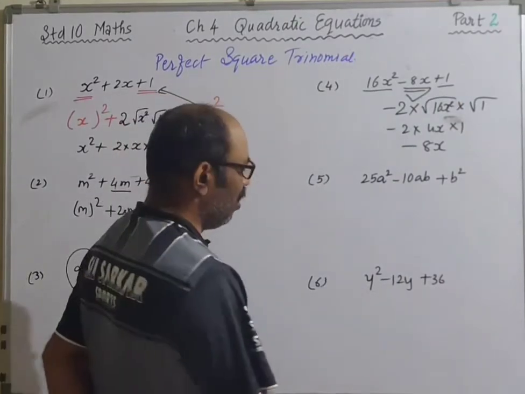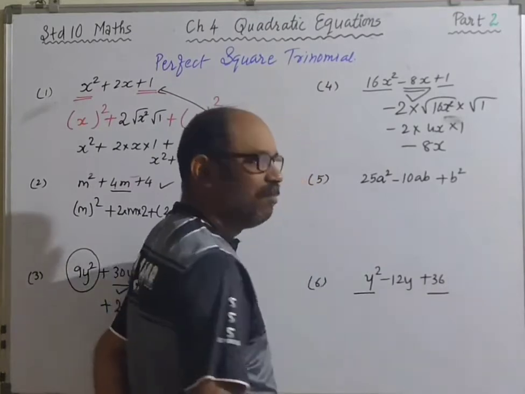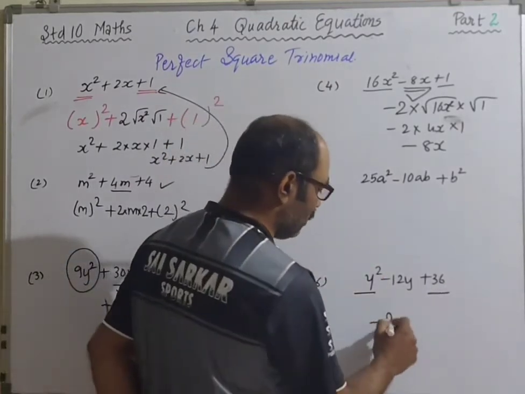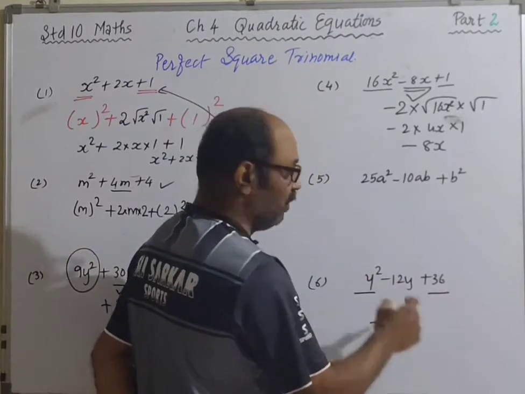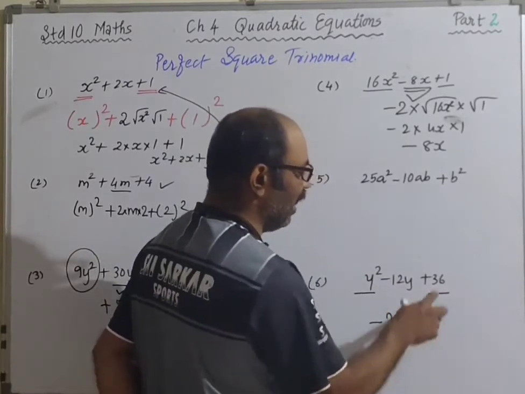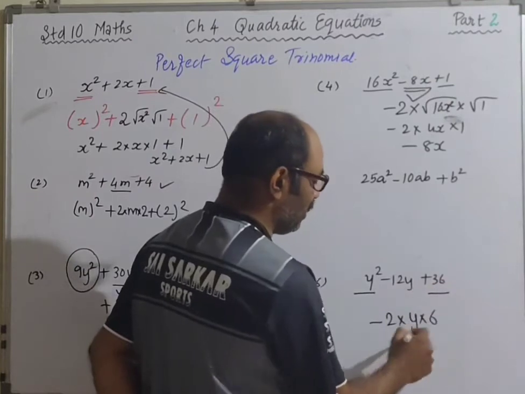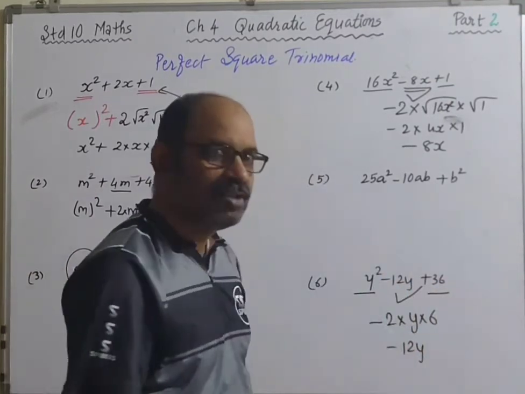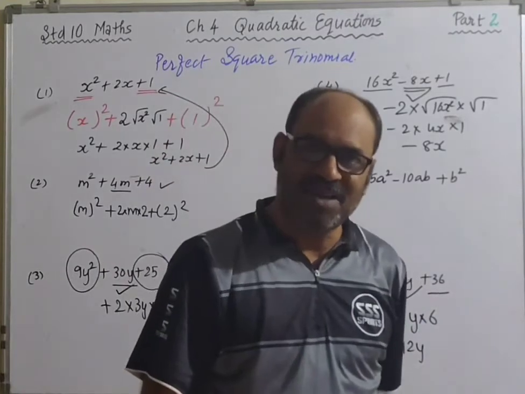Check this. Alright, first term and last term perfect square. Test 1 खत्म हो गया. Test 2, minus 2 into square root of this term, that is y. I am writing directly, square root of 36, 6, that is minus 12y. Yes, it is minus 12y. So that is perfect square trinomial.